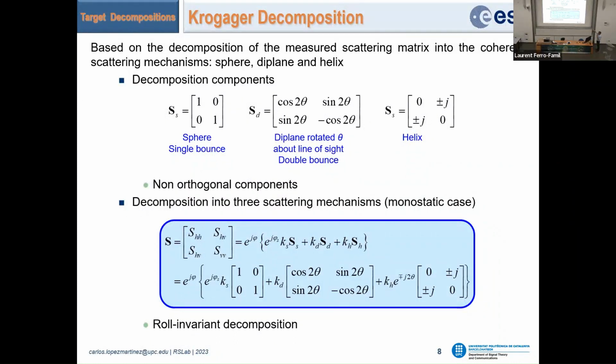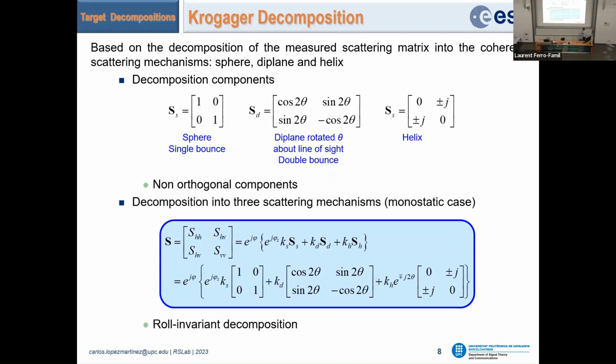The sphere is equivalent to single bounce. For the D-plane, in that particular case, we can introduce a rotation, so we can have a rotated D-plane. And the third one is the helix, which has this particular scattering matrix. The advantage of this decomposition in front of the Pauli decomposition is that it's roll invariant. The elements are roll invariant, so if we have a rotation along the line of sight, the parameters are unchanged. And this is super important. In the case of Pauli decomposition, the polarization depends on the reference. In the case of roll invariance, our parameters do not depend on the reference we are using.